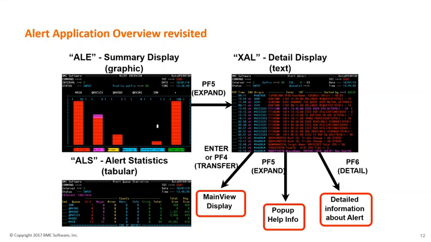Now, from within the detail display, we can use the PF4 key to transfer to a MainView display. We can do a PF5 to display any embedded help that's been put into the alert. And then if we do a PF6, we can get all the detailed information about how the alert is defined. We also have the ALS display, which shows us the number of alerts by queue and status, severity, in a tabular format.